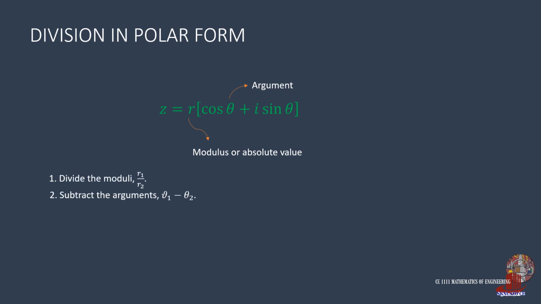A complex number's polar form is r multiplied by cosine of theta plus i sine of theta. Again, r is called the modulus or absolute value, which means that r is always a positive number. Theta is known as the argument. How do we divide complex numbers in polar form? We divide the moduli and subtract the arguments.